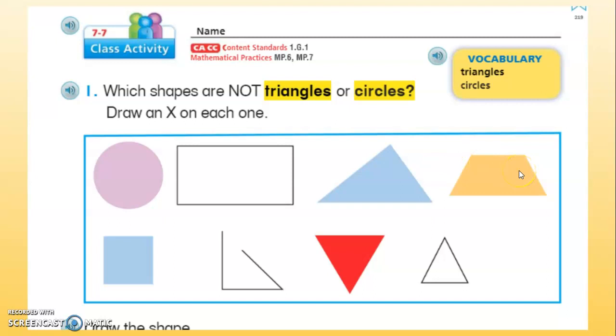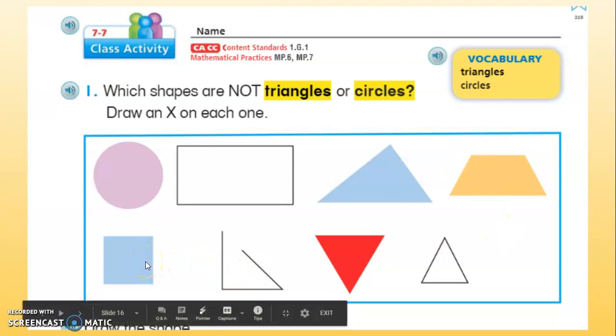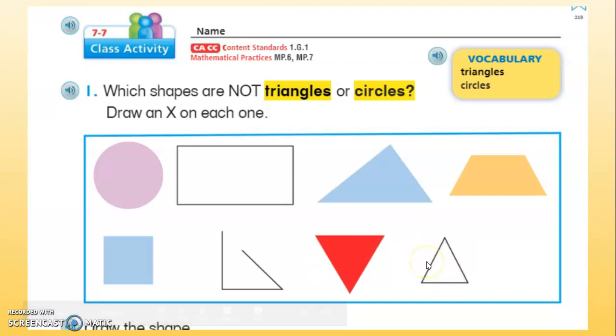Is this a triangle? No. 1, 2, 3, 4 sides. Is this a triangle? No. 1, 2, 3, 4 sides. Is this a triangle? No, it's open. Is this a triangle? Yes, it's standing on its head. 1, 2, 3. Is this a triangle? Yes. 1, 2, 3. Great job!